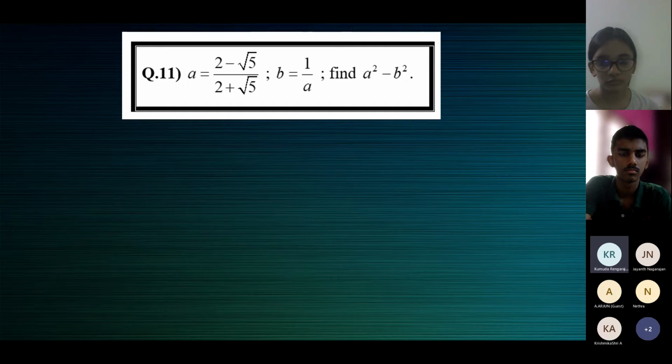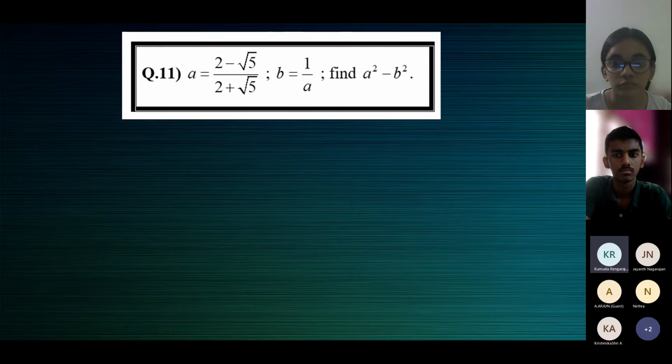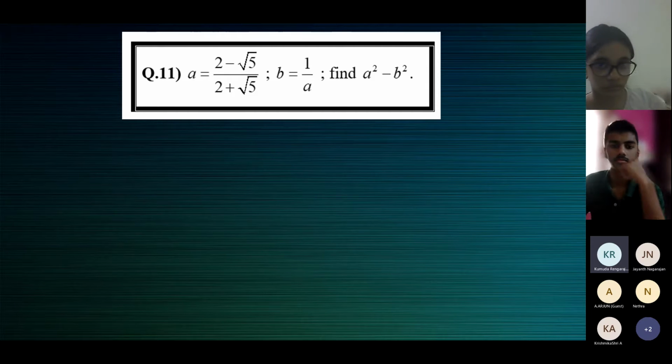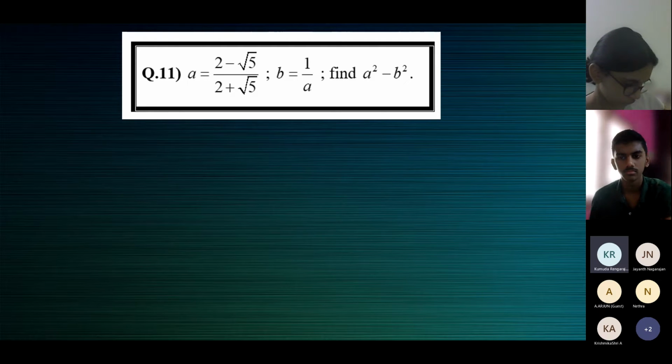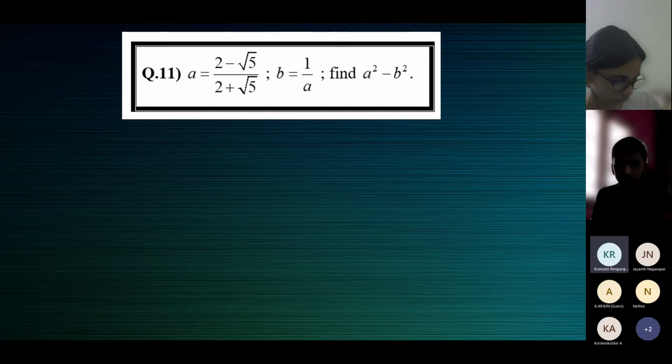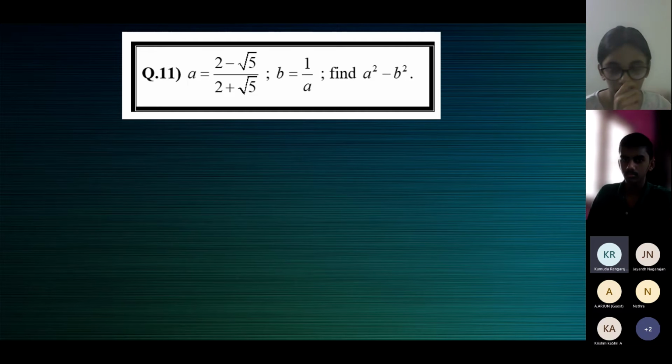B is equal to 1 by A. B is not equal to A. B is equal to 1 by A. So B is the reciprocal of A. So B is equal to 2 plus root 5 by 2 minus root 5. Instead of giving that to you straight away, they have given it to you symbolically like this. Now find A square minus B square.